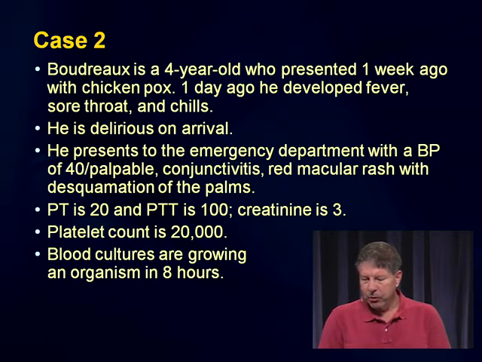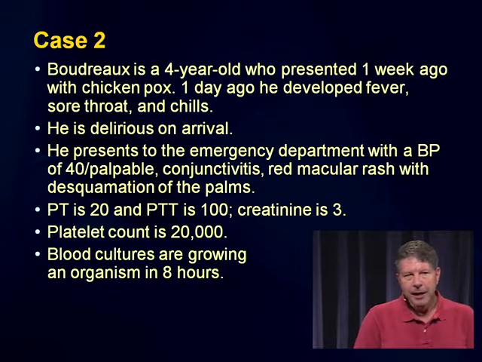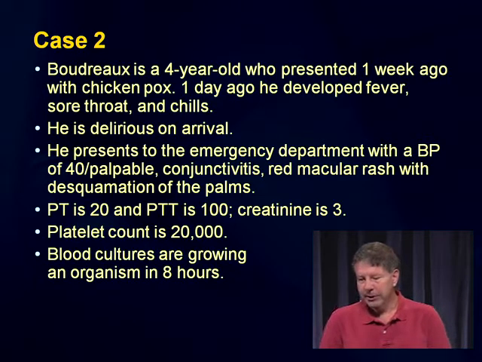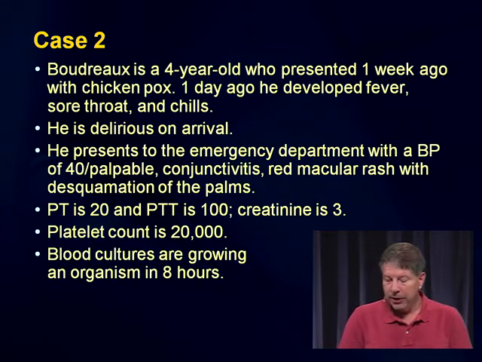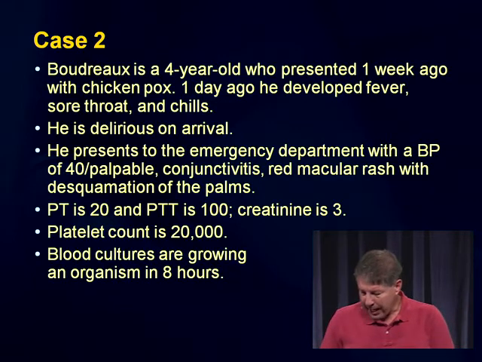He's delirious on arrival. He presents to the emergency department with a blood pressure of 40 over palpable. He's got conjunctivitis, a red macular rash with desquamation of the palms. His PT is out at 20. His PTT is out at 100. His creatinine is 3, which is abnormal, obviously, for a 4-year-old. His platelet count is 20,000, which is very low. And blood cultures, they say, are growing some type of organism in 8 hours.